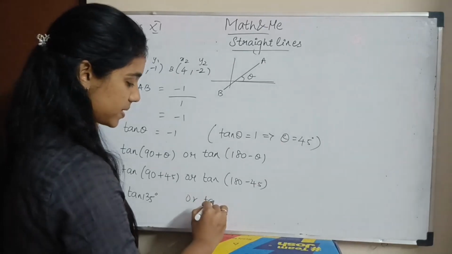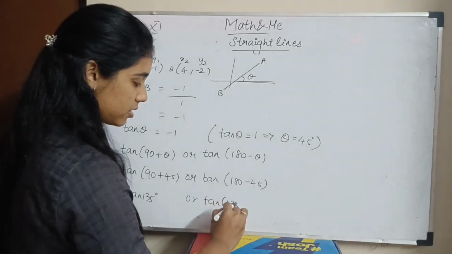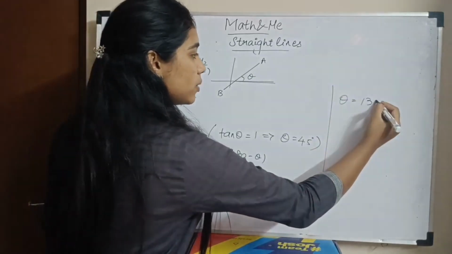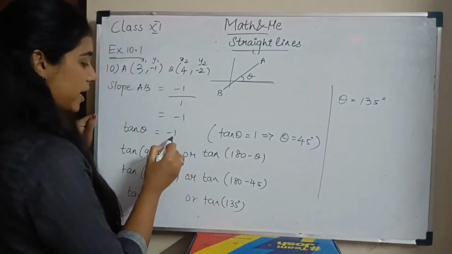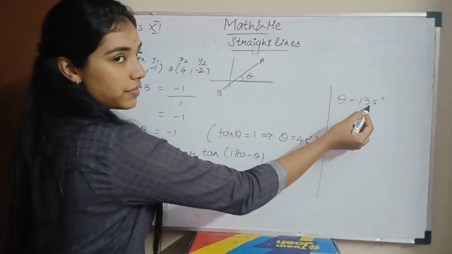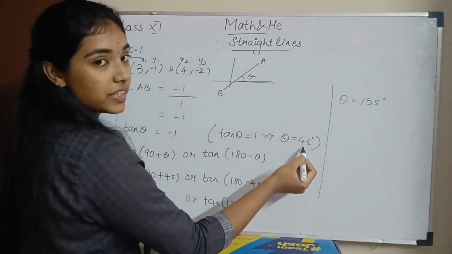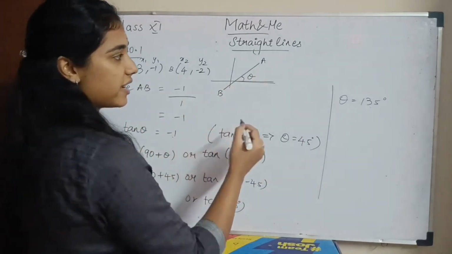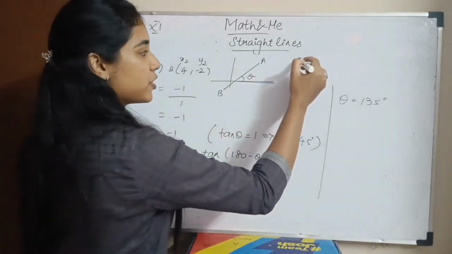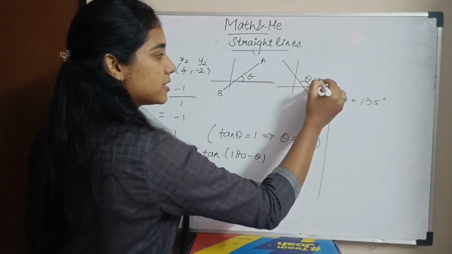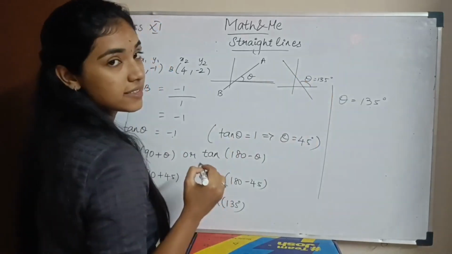Here also you get the same answer, tan 135. So what is the angle made? Theta equals 135 degrees. Since this is minus 1, theta is 135 degrees. If this is positive 1, then the value of theta will be 45. So how does your diagram change? This is not your actual diagram. Your diagram will be something like this. Since it's an obtuse angle, this is 135 degrees. Okay.